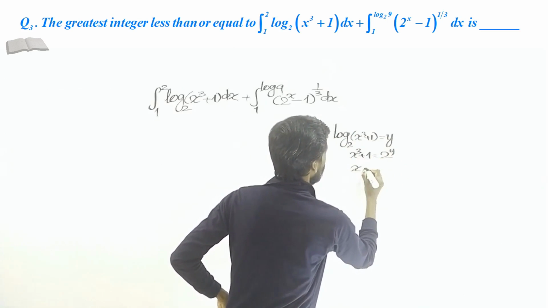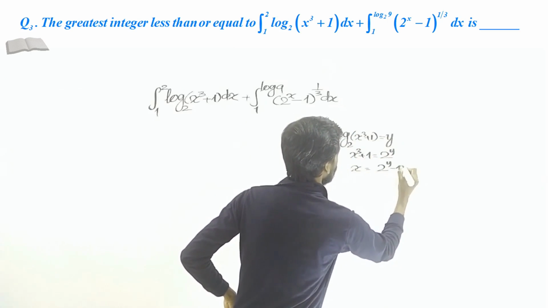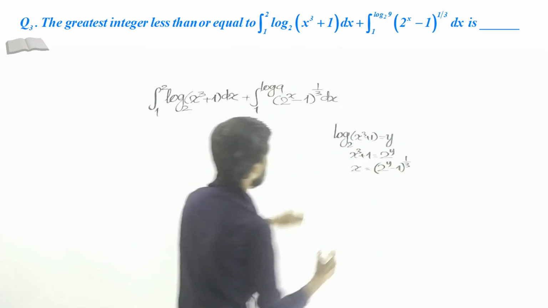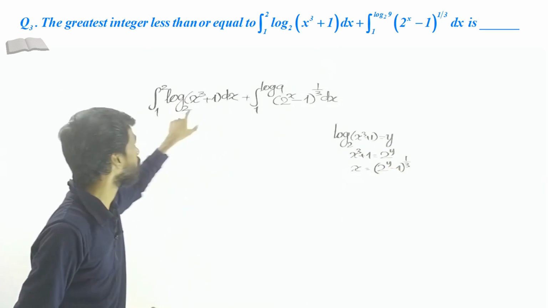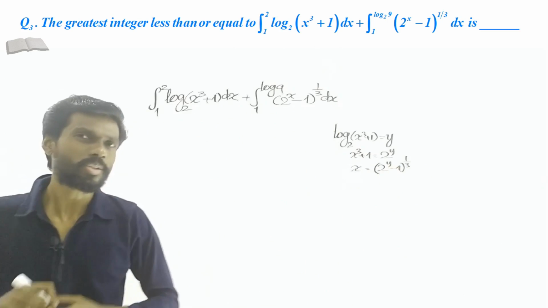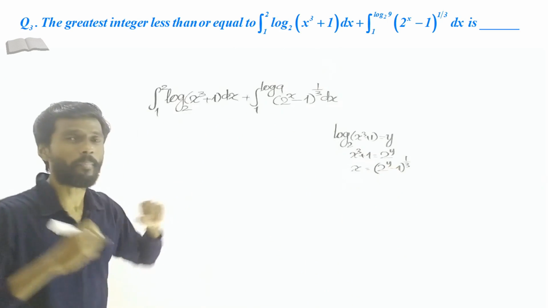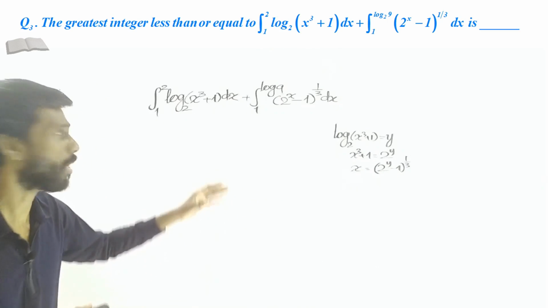So what is the x value? We're getting 2 to the power y minus 1, to the power 1 by 3. So that is exactly what is given here, which means these two functions are inverse functions of each other. There are many ways to solve this question, but let us use simple geometry. So let us draw this function.